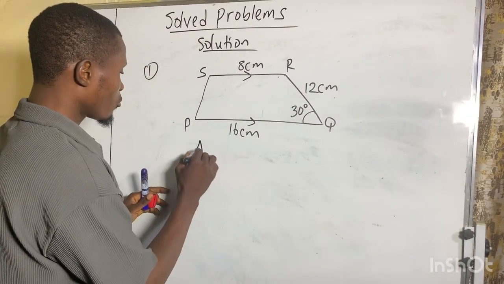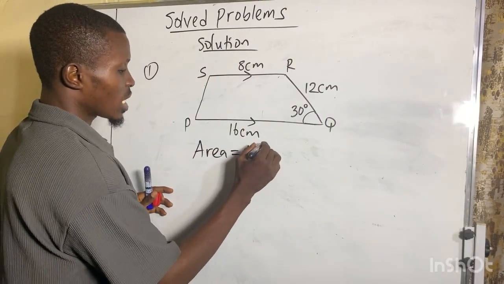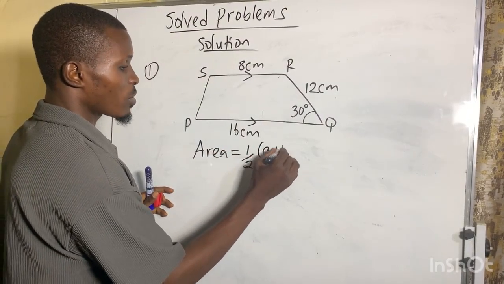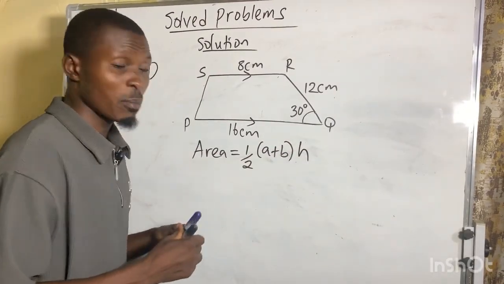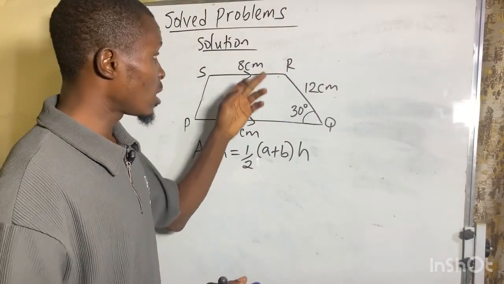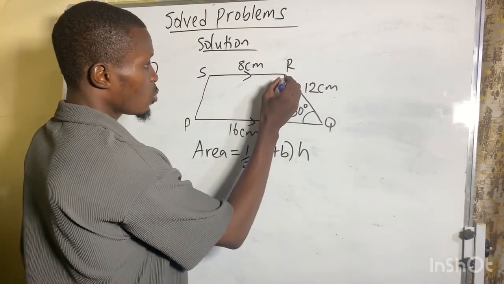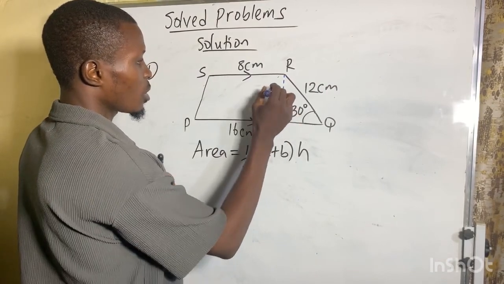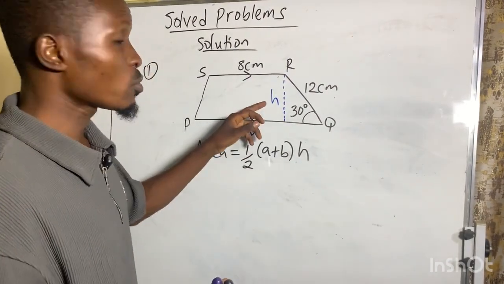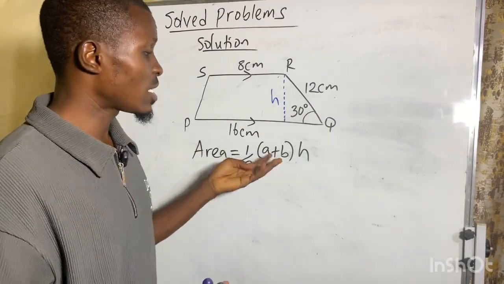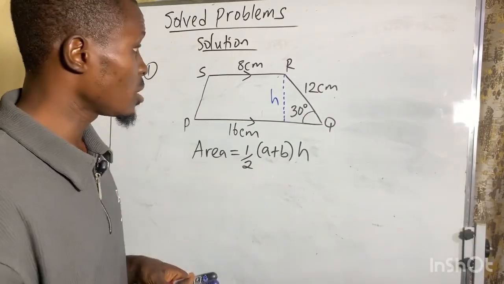Recall the formula for the area of a trapezium is given by half times the sum of the parallel sides A and B times the height. Remember, the height is perpendicular to the parallel sides. So we have the height from here. We can construct it, H. This is the height, which is not given. So we'll have to compute the value of the height, and then we substitute into the formula, and we go further to calculating the area.